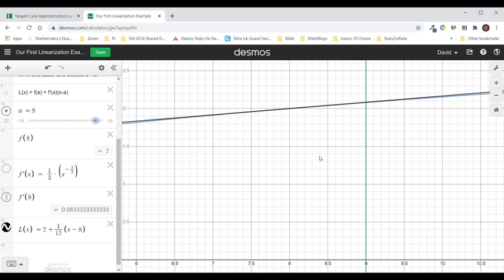And what does that mean? That means if we plug, for example, 9 into the tangent line, we're going to get an answer that's almost exactly equal to the answer we get when we plug 9 into the function, which is what we want to do.